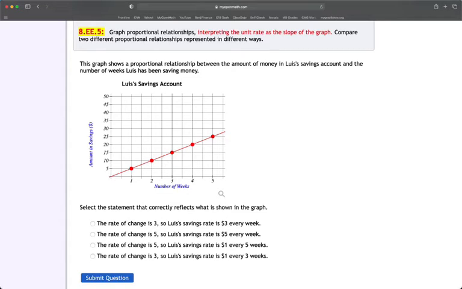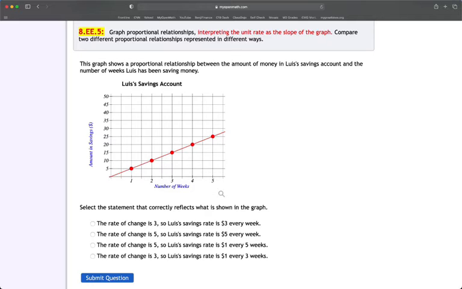All right, another video from the standard 8.EE.5. This time our focus is on interpreting the unit rate as the slope of the graph. Here we have a graph with 5 ordered pairs plotted. There are times in problems like this where it's difficult to tell what the slope is based on some of the plotted ordered pairs, and in this case, I'm talking about the dots that are plotted for us there.